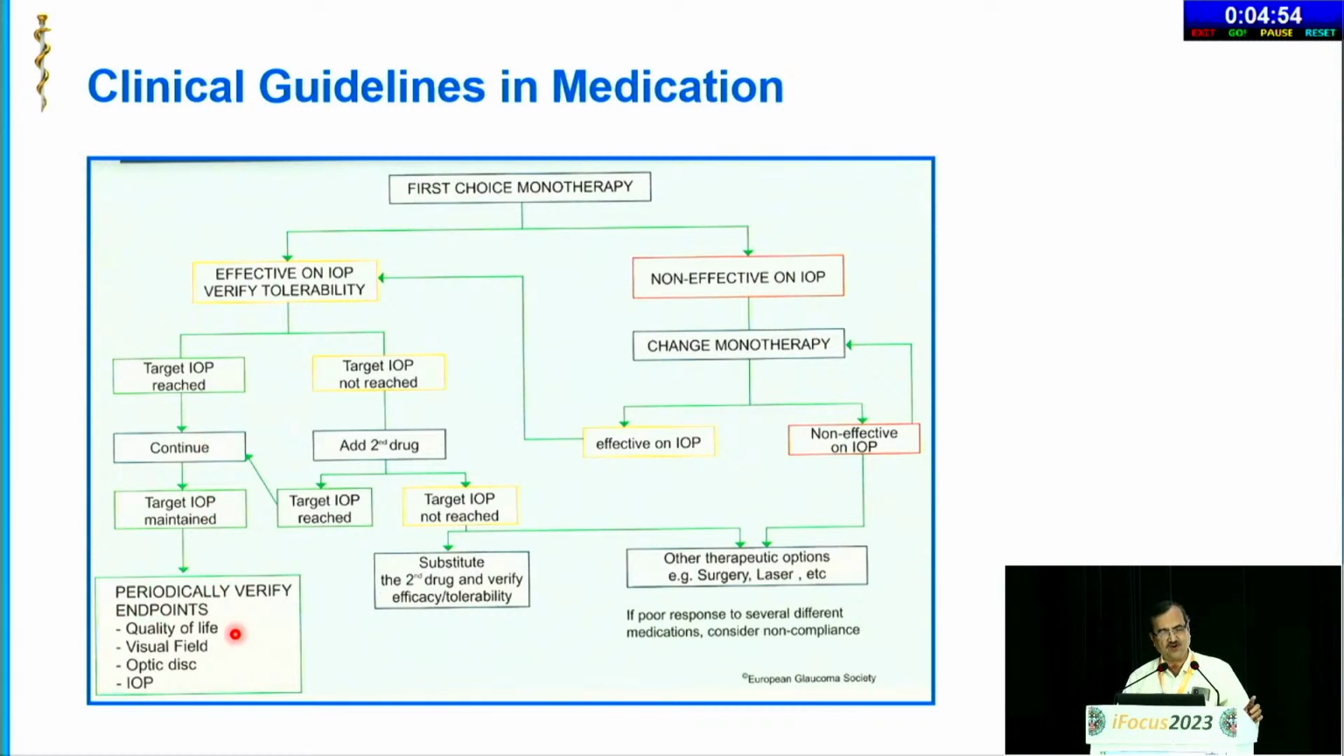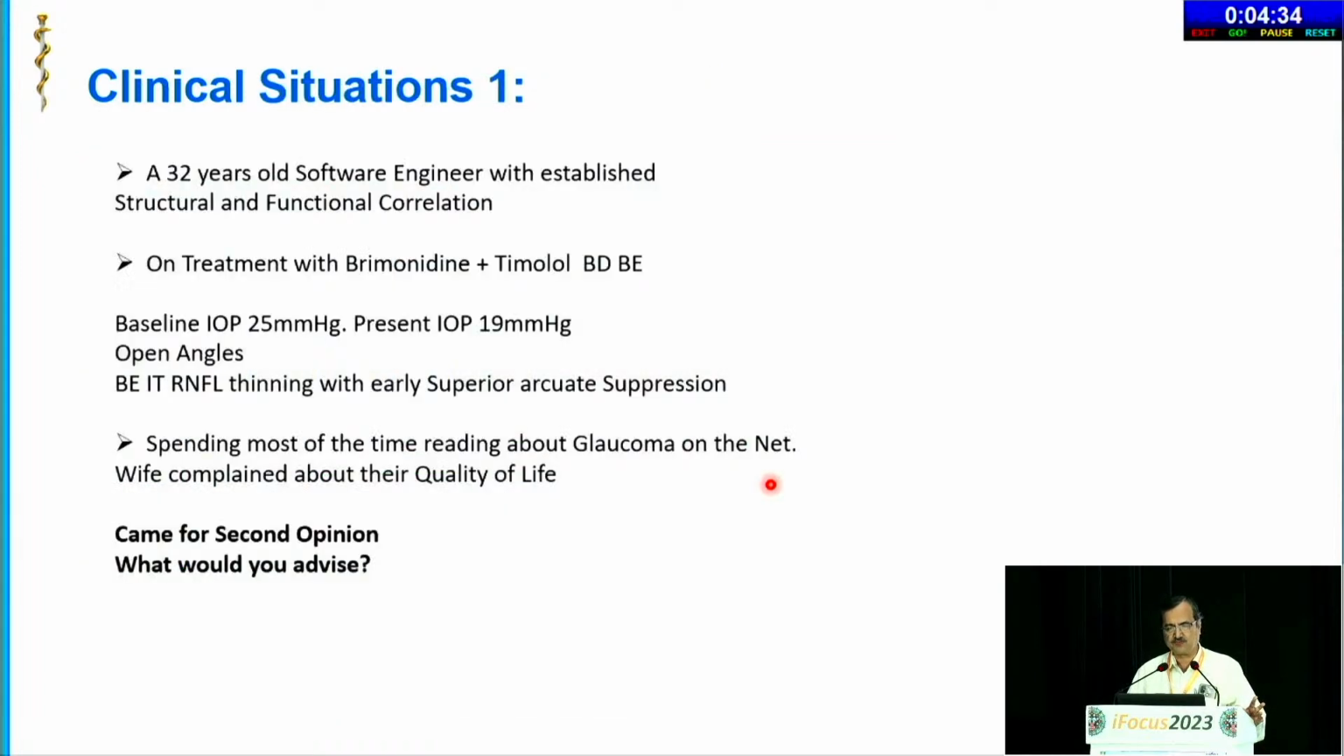Whenever for review, what is important is look out for the quality of life for the patient, the visual field, the optic disc, and the IOP. Then if it is not effective, we need to switch. If it is effective but target pressure is not reached, in such situations, you need to add a drug, and even then with maximum medication, if the pressure is not under control, then you have other options.